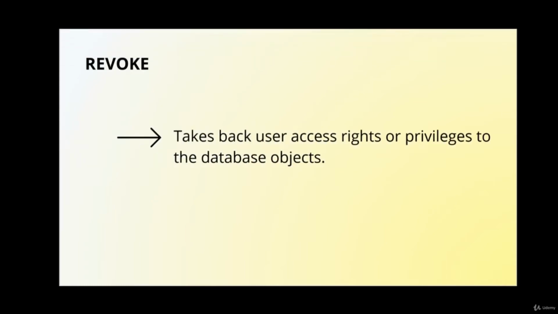Second DCL command is revoke. Now revoke does the exact opposite of what grant does. Revoke is used to withdraw the user's access to the database. In simple words, revoke prevents the user from accessing the database. Let's see the syntax for revoke command.